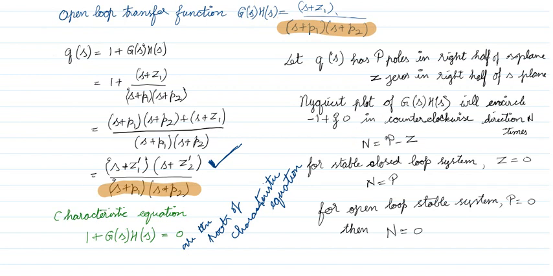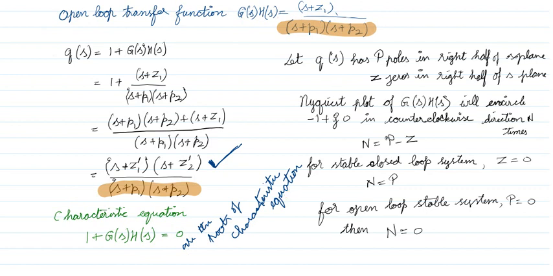These many times it will encircle the point minus 1 plus j0 in counterclockwise direction. Now we are saying that a closed loop system is stable. Closed loop system is stable means what should be there? Characteristic equation should be stable. Characteristic equation stable means all the roots of this should be in the left side. So roots of the characteristic equation should be in the left side.